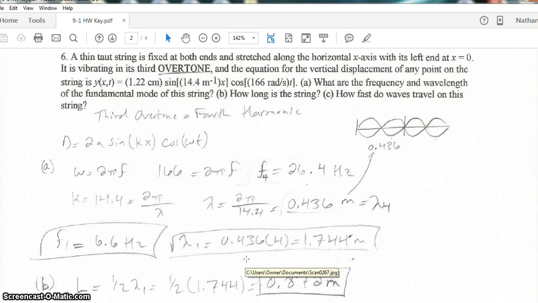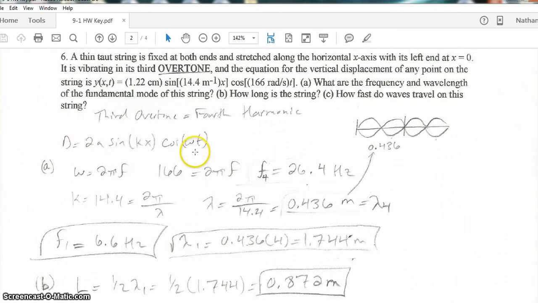So a thin taut string here is stretched along the horizontal axis, so I've sketched it out there. It says it's vibrating in the third overtone, and the key with the overtone is one more than the harmonic, and what I mean by that is the third overtone is the fourth harmonic. Right, so it's actually the fourth sound to resonate. But anyway, the equation for the vertical displacement is given by this function here. So that's modeling. I went ahead and used my correct grammar there.